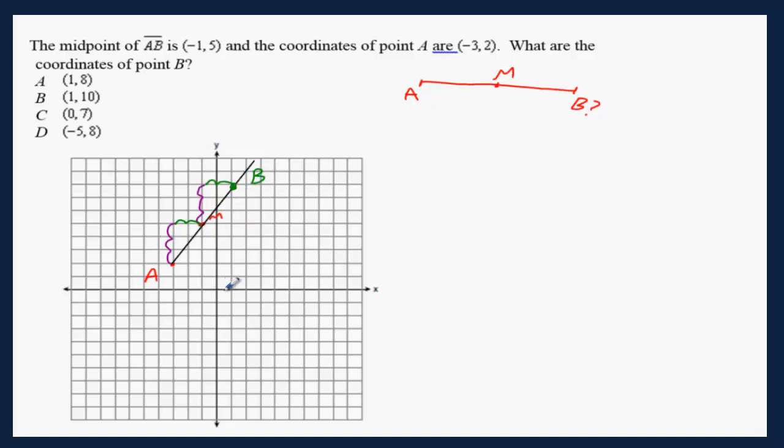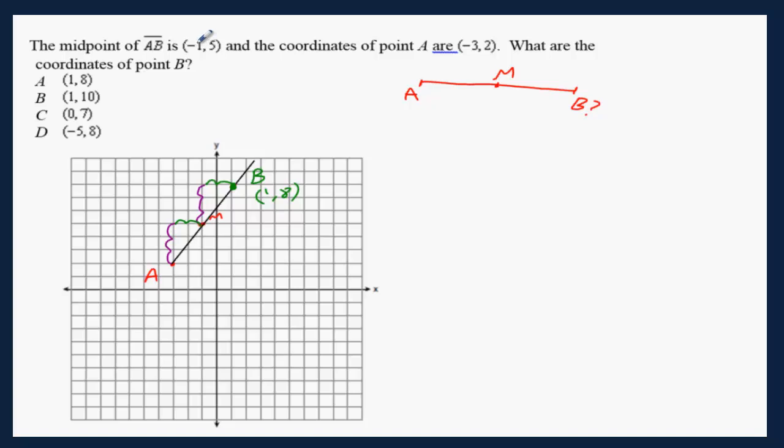What's the coordinate of that? That's +1 and 1, 2, 3, 4, 5, 6, 7, 8. (1, 8). And that is choice A. Another way to do this problem: the midpoint is like the average or the mean between these two points. So you have the midpoint is -1 and A is -3.